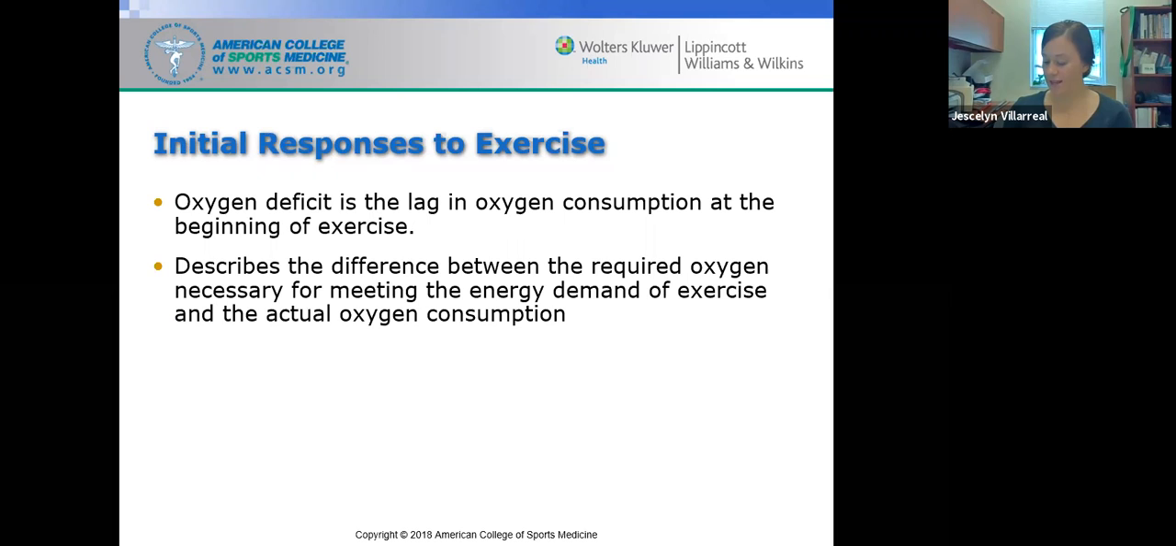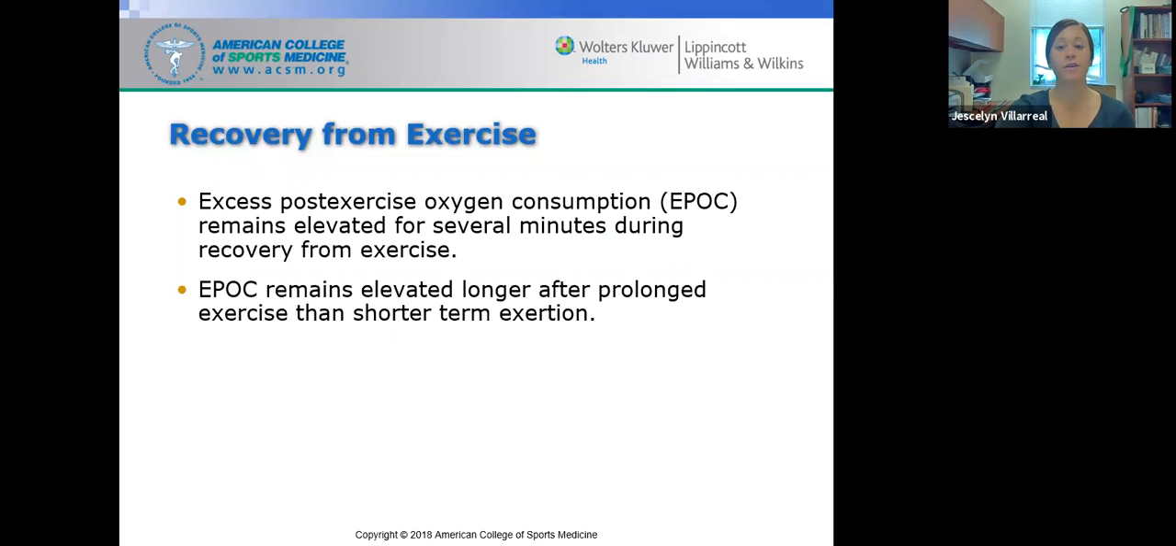Initial responses to exercise. Oxygen deficit is the lag in O2 consumption at the beginning of exercise. So at the beginning of your warm-up, okay, when you start to warm up, from rest to submax exercise, you're going to have an O2 deficit. But once steady state is reached, all the ATP supply is sufficiently provided through aerobic oxidation. At recovery, you have excess post-exercise oxygen consumption. This helps restore creatine phosphate in the muscles and O2 in the blood and tissues.